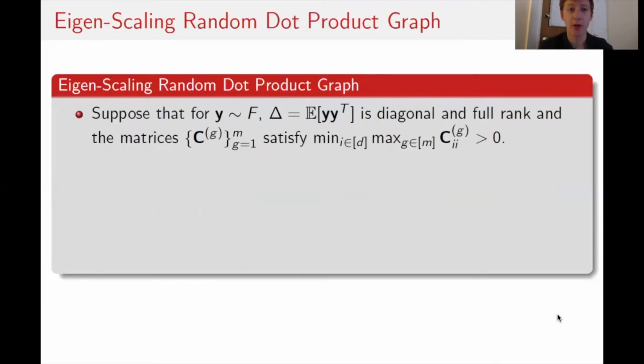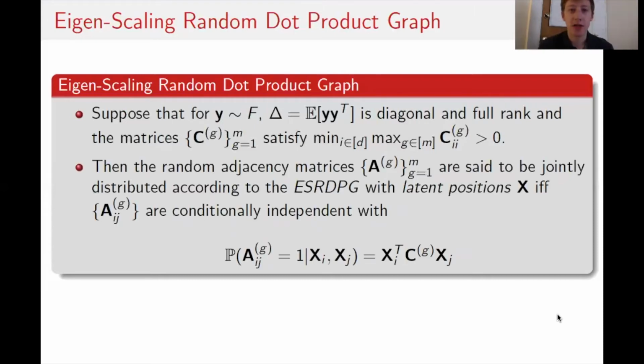So with this notation, we're now ready to introduce our probability model, which we entitled the eigenscaling random dot product graph. Under this model, we need to make a few more assumptions about the inner product distribution F and the weighting matrices, the C_Gs, before I can introduce the model fully. First, suppose that Y is drawn from F, and we let delta denote the second moment matrix. We assume that this matrix is diagonal and full rank. Moreover, for these weighting matrices, we assume that they satisfy this min-max assumption. I'll talk a little bit more about these after I introduce the full model and its ramifications on our work.